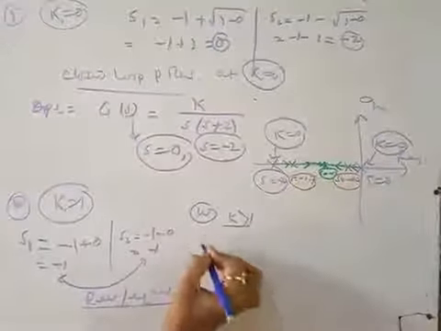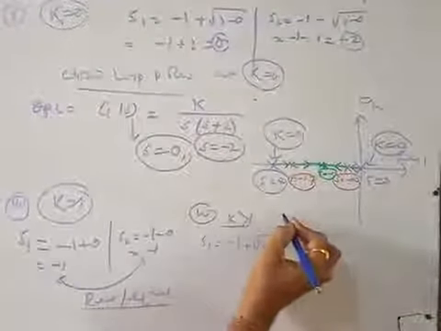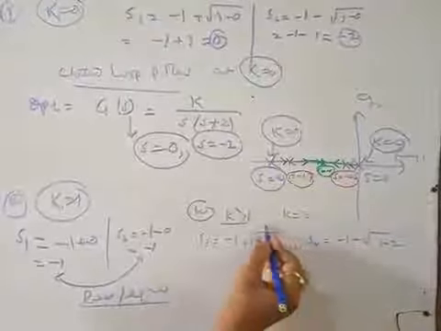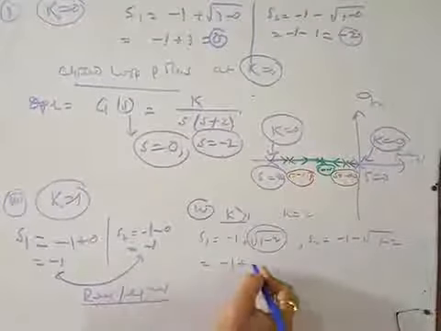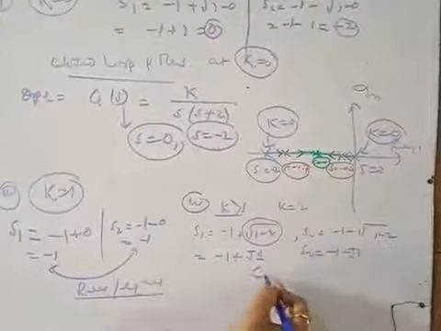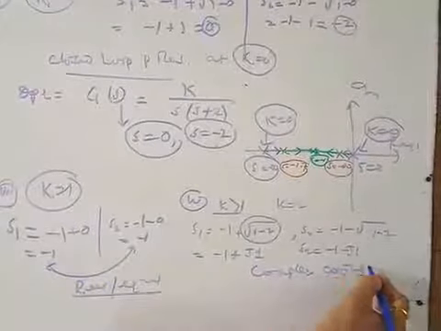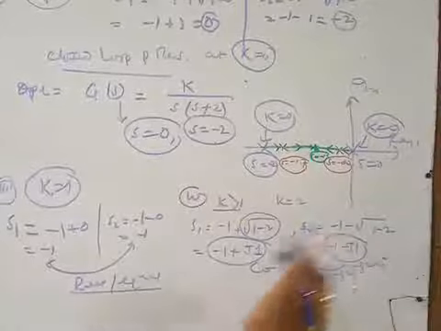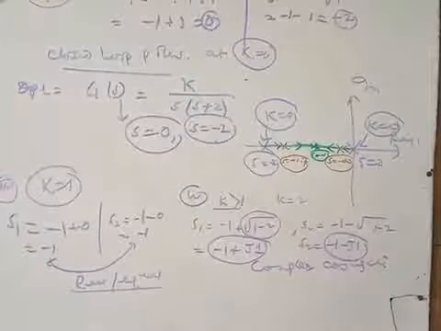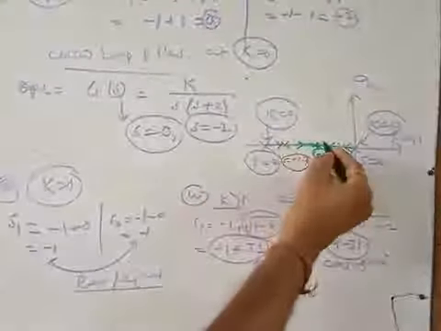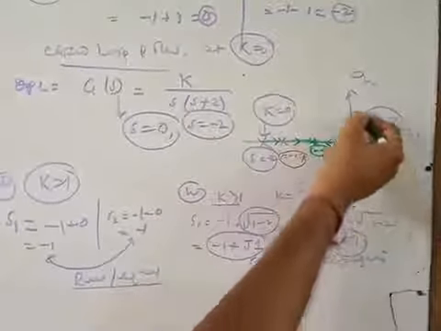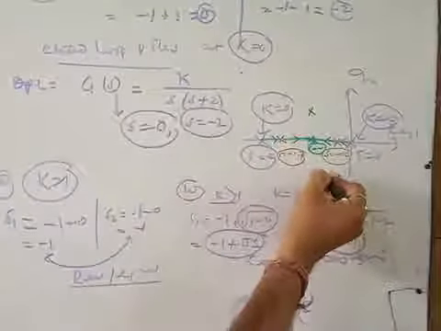So K greater than 1: S1 equal to minus 1 plus root over 1 minus, say K equal to 2, and S2 equal to minus 1 minus root over 1 minus 2. Within the root, this is negative, so it is imaginary: S1 is equal to minus 1 plus j1, S2 is equal to minus 1 minus j1. What do we get? These are two poles which are complex and conjugate to each other. That means when the value of K is increased above 1, these pole locations are not confined to the real axis. They have moved off into the imaginary direction like this, so you can get the pole locations somewhere like this, right?